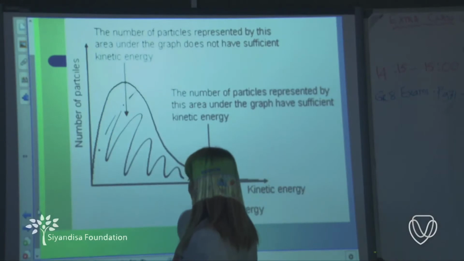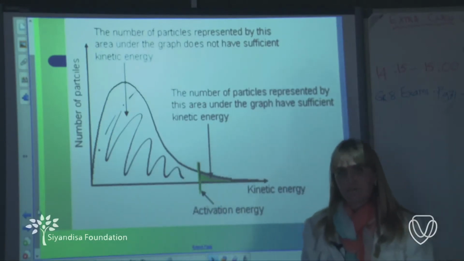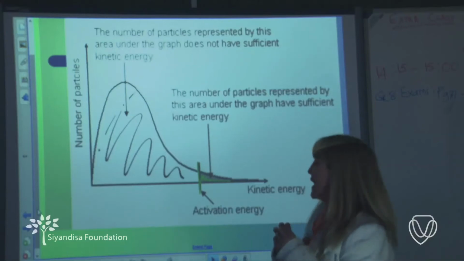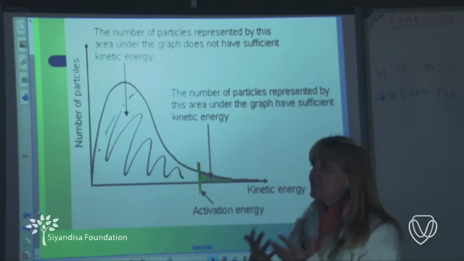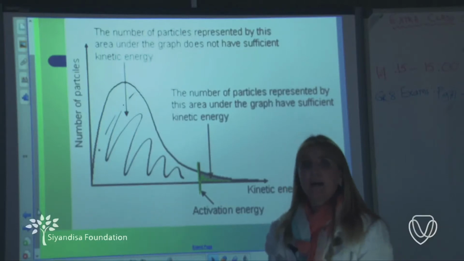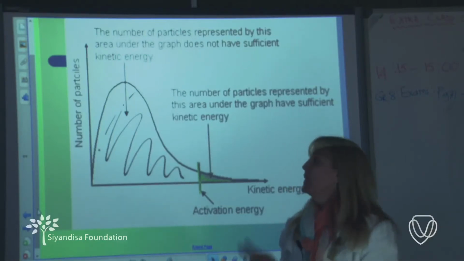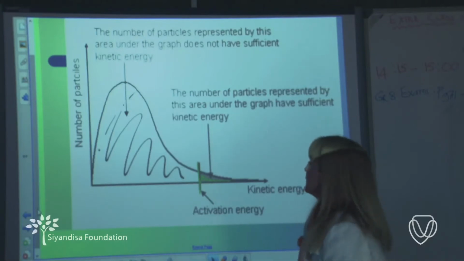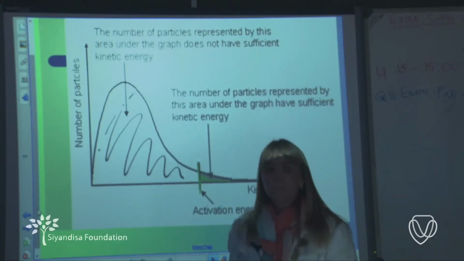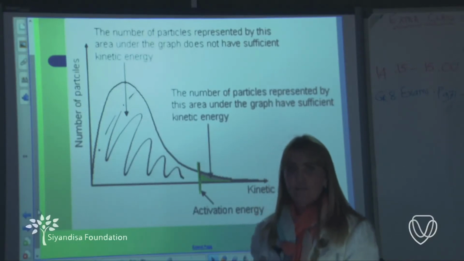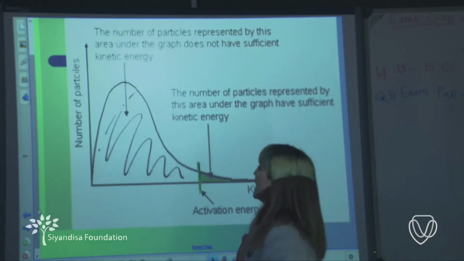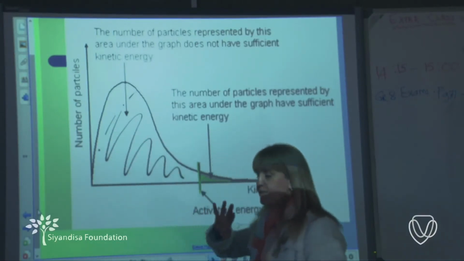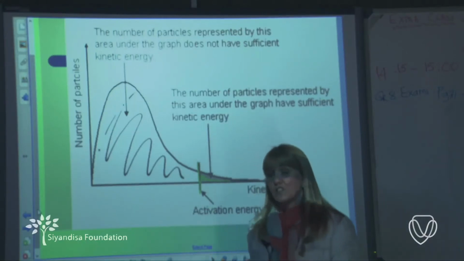Now the question is, how can I change this? How can I have a scenario where more particles can take part in the chemical reaction? There are two ways of doing that. The first way is to ensure that more particles have sufficient kinetic energy. What do I need to do to a substance in order to increase its average kinetic energy? I heat it. I increase the temperature. So if I increase the temperature of this reactant, the shape of the graph is literally going to change.